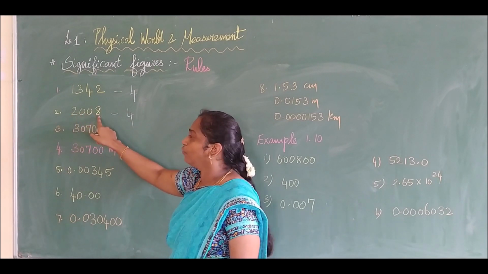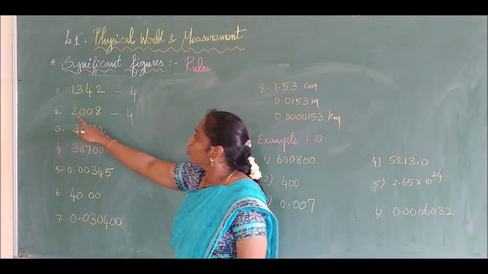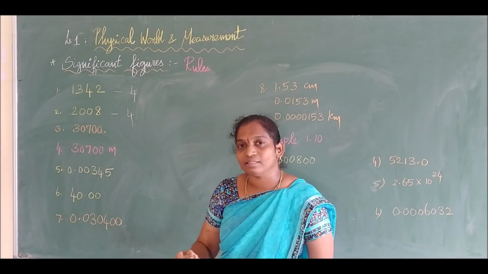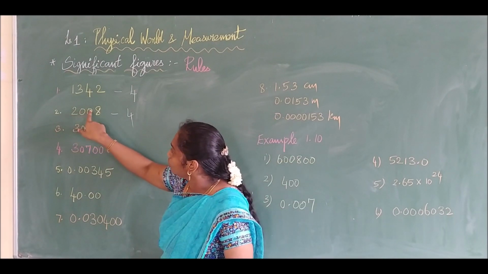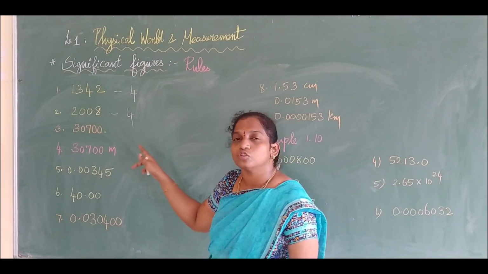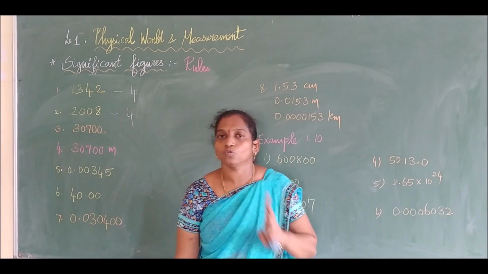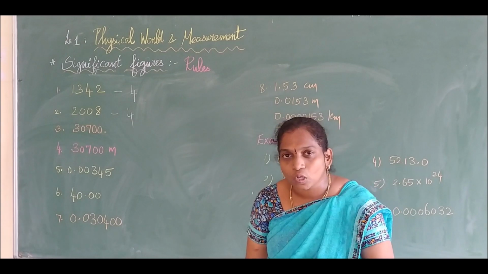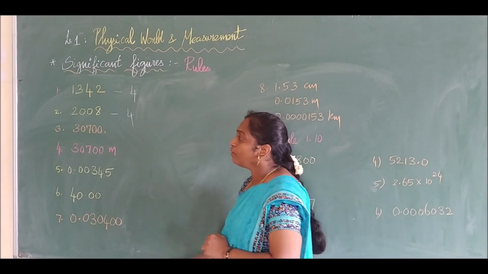Therefore, this number also has 4 significant figures. As per the first rule, non-zero numbers are significant, so 2 and 8 are significant. And as per the second rule, zeros between 2 non-zero numbers are significant. Therefore, the second number also has 4 significant figures. Is it clear? 2 rules are clear. Rule 1: all non-zero numbers are significant. Rule 2: the zeros between 2 non-zero numbers are significant. Good.